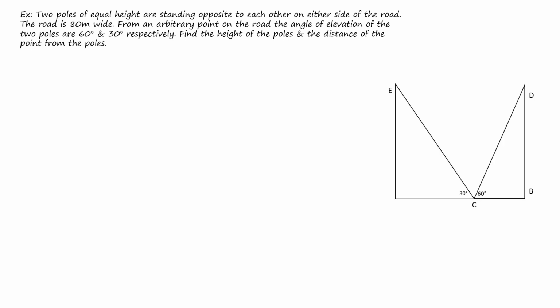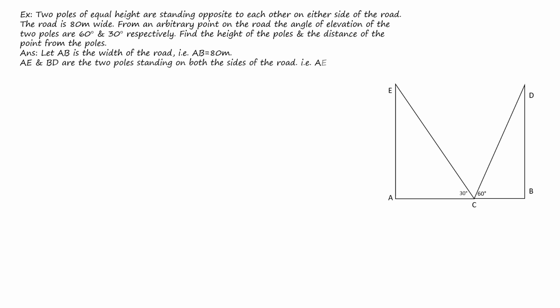Let's draw the picture. So we can say here BD and AE are the two poles and AB is the road, and C is any arbitrary point which makes the angles of elevation 30 degrees and 60 degrees with the two poles. With pole AE it is making 30 degrees and with pole BD it is making 60 degrees respectively. AB is the width of the road, so AB equals 80 meters. AE and BD are the two poles standing on both sides of the road, that means AE equals BD. At the arbitrary point C, angle BCD equals 60 degrees and angle ACE equals 30 degrees.